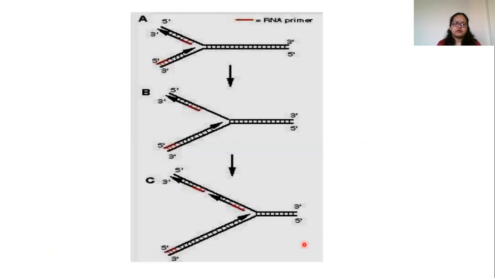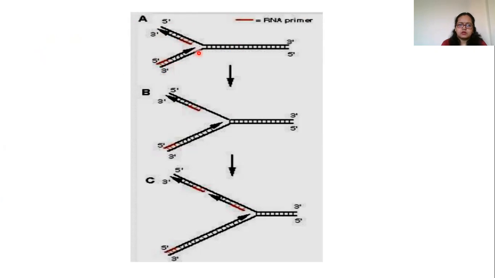Okay, now from this picture you can understand that these two black colored strands belong to the parental DNA strand. Okay, so one I have shown here, not the other one. The newly formed DNA strand you can see here is in the 5' to 3' direction, meaning it always occurs in the 5' to 3' direction, and this red color belongs to the RNA primer.